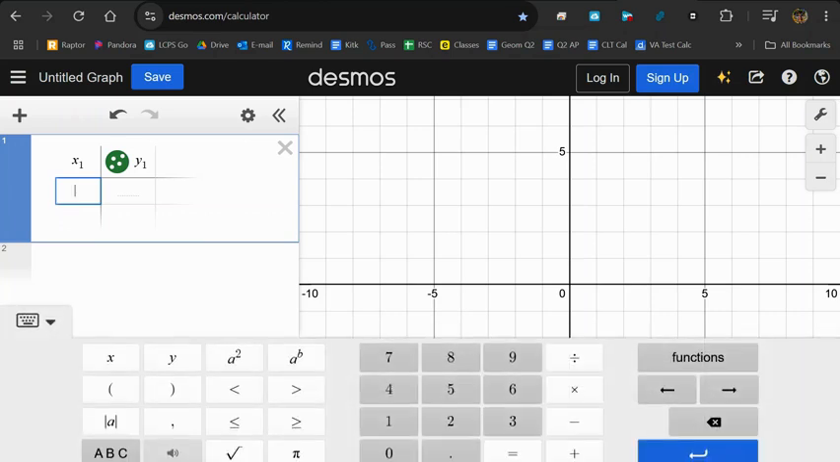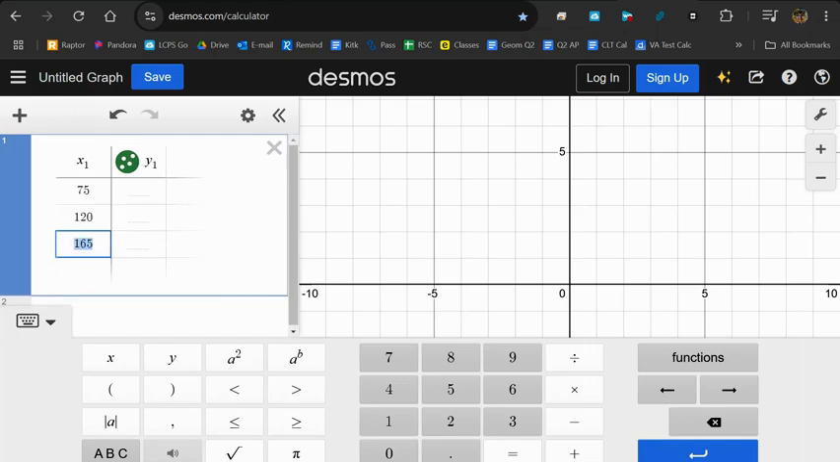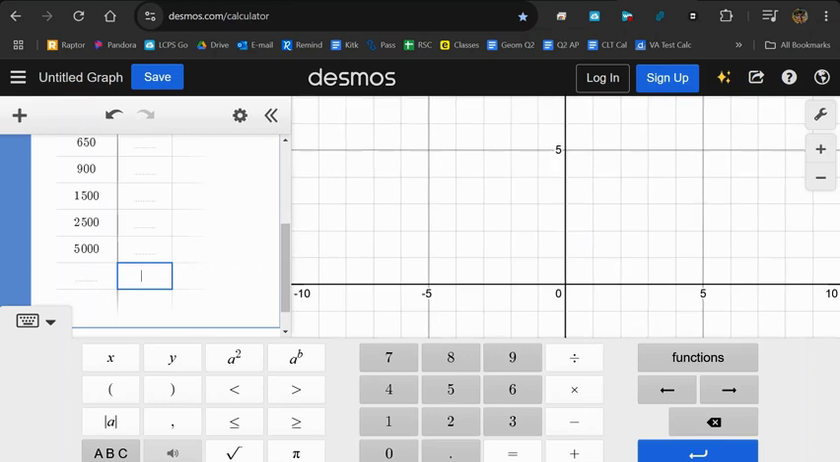So I'm just going to put in my data: 75, enter, 120, enter, 250, enter, 300, enter, 450, enter, 650, enter, 900, enter, 1500, enter, 2500, enter, 5000, enter. Okay, then I'm going to scroll over and up.